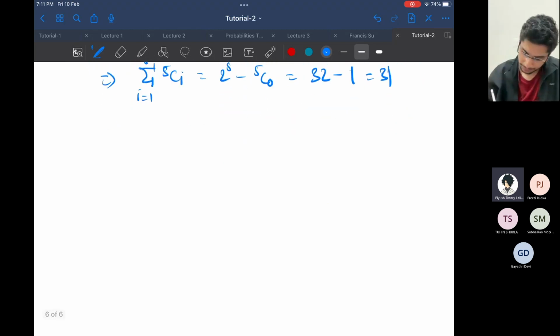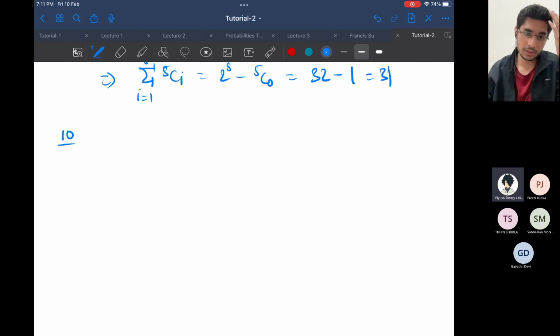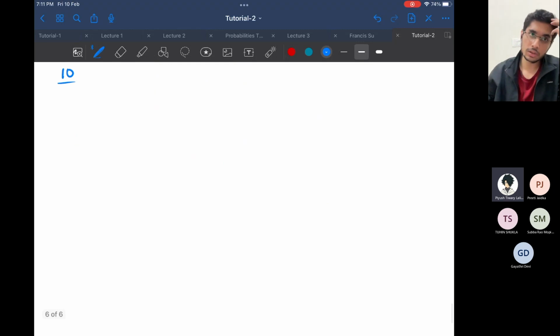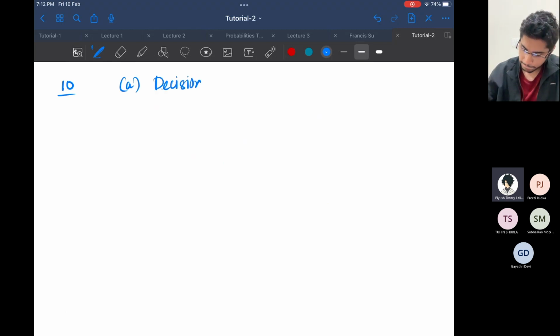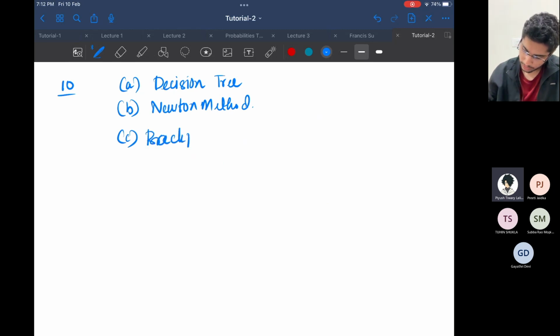So this is completed. Now let us come to the 10th question. The 10th question asks: which of the following algorithms is used for training a neural network? The options given are as follows. A is decision tree. B is Newton method. C is backpropagation, and D is lasso.